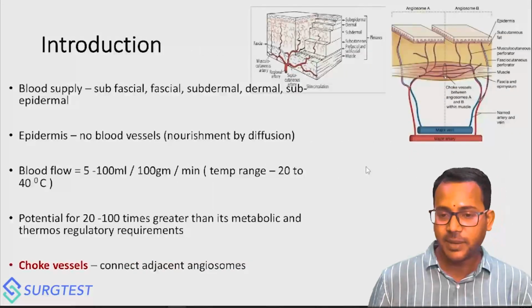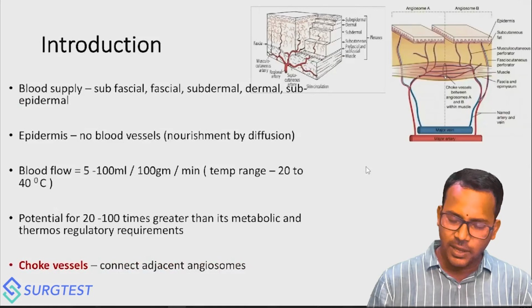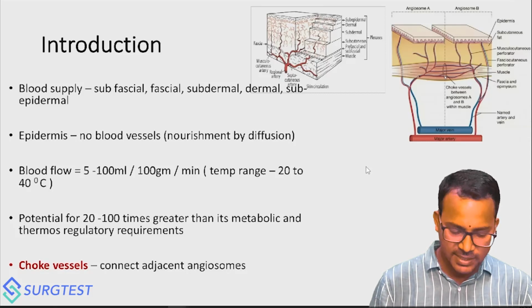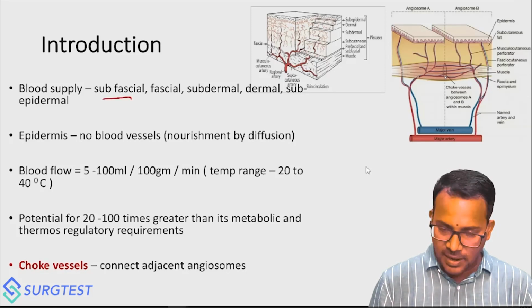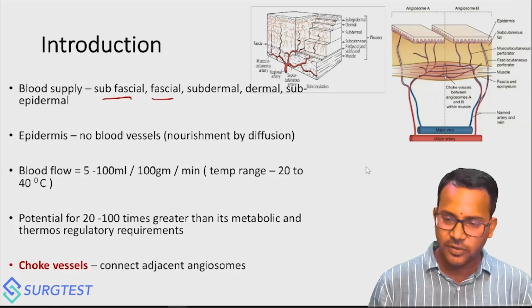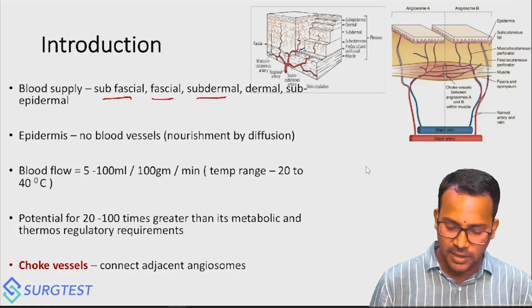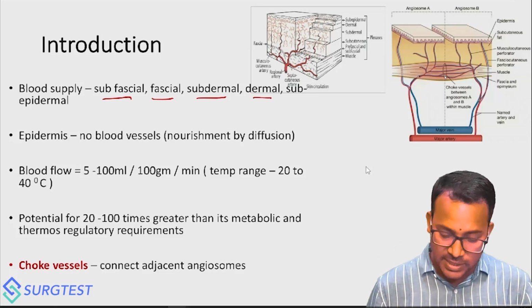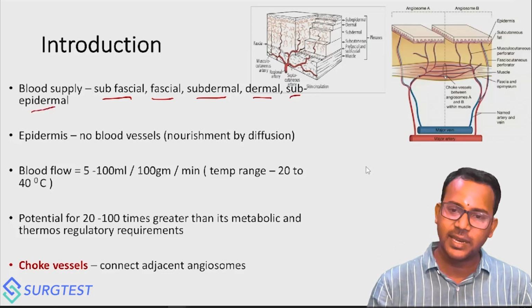Coming to the blood supply of the skin, this is very important because, anyhow, this will be covered in your plastic surgery classes, but still, for your easy understanding, the blood supply comes from the feeding vessel, which is mainly the subfascial vessel. This later on transforms into the fascial vessel. These fascial vessels give many subdermal vessels, and these subdermal vessels form plexuses in the dermis or subdermis, and from these subdermal plexuses, a few vascular twigs sprout above, forming the subepidermal plexus. So this is how the skin gets its nourishment.